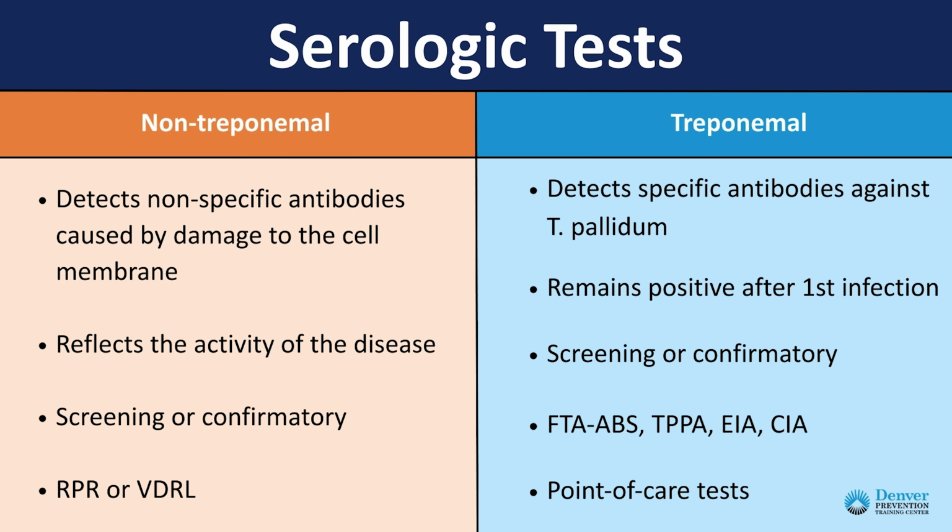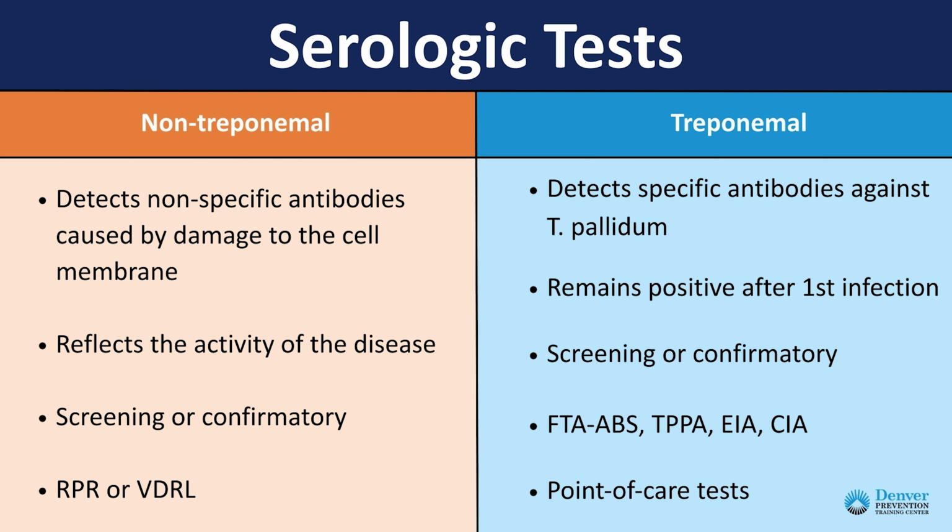Treponemal tests, for example, the EIA or CIA, detect antibodies specific to T. pallidum. These antibodies usually persist for life, so a positive test result indicates current or past infection, so confirmatory tests are necessary. There are two testing algorithms.